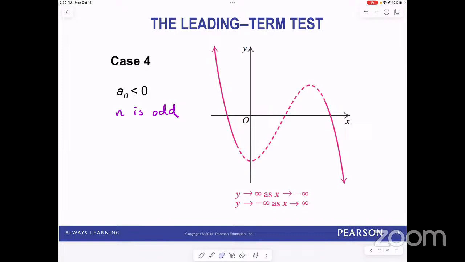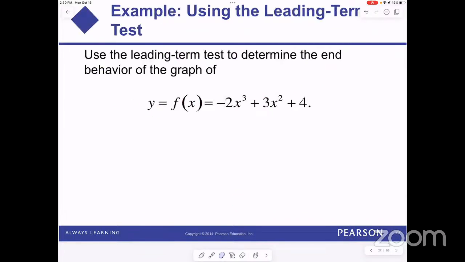All right, so let's see. Use the leading term test to determine the end behavior of this graph, okay? If we want to use the leading term test, all we need to do is focus on the leading term. Notice that our leading coefficient is -2, so that means our graph falls to the right, and it's an odd degree polynomial, so the other side does the opposite, so it should rise to the left. I usually abbreviate it like this: it falls to the right and rises to the left. This doesn't give us any information about what happens in the middle, but we know as x goes to positive infinity, y tends to negative infinity. As x tends to negative infinity, y tends to positive infinity.